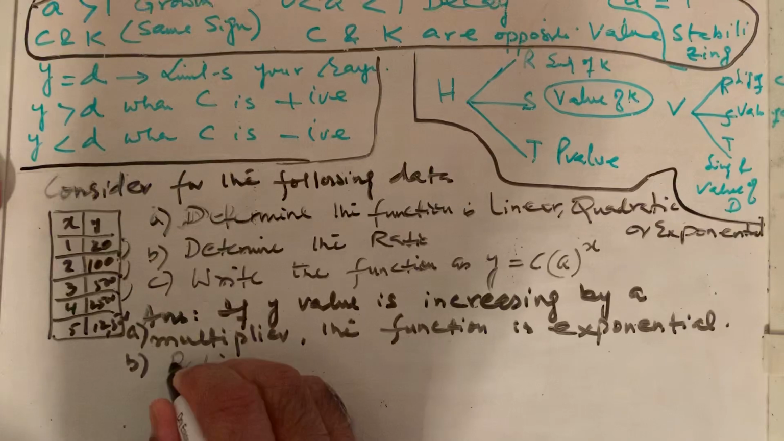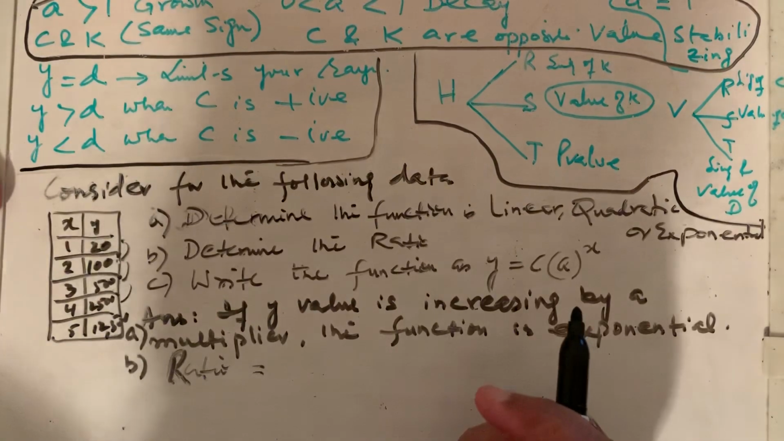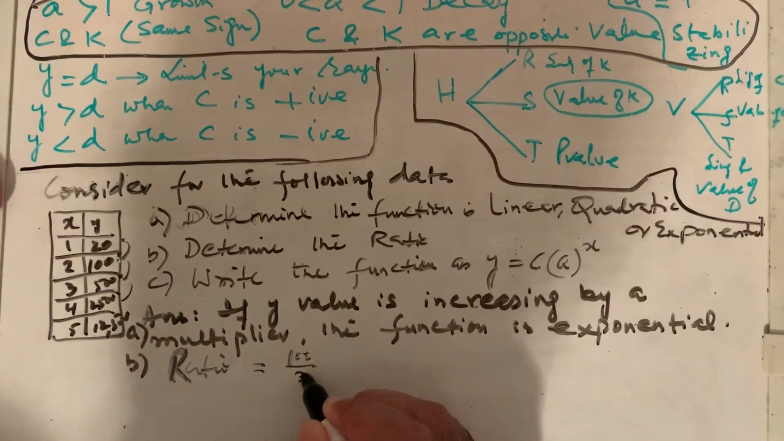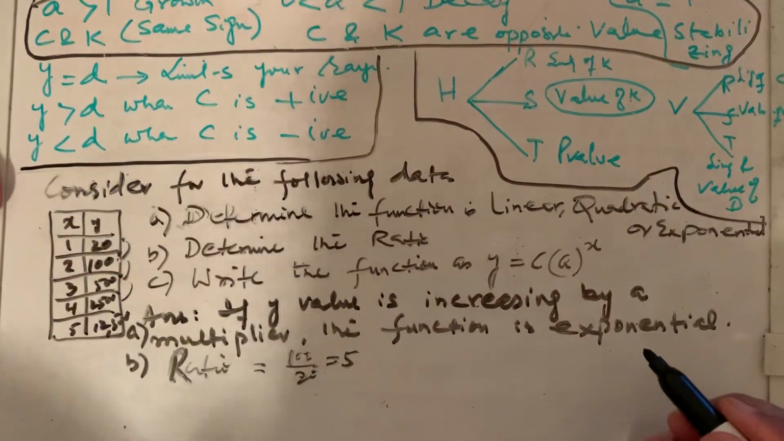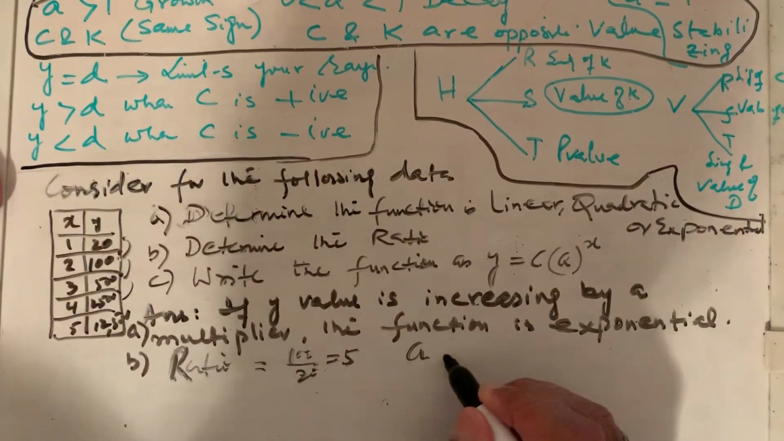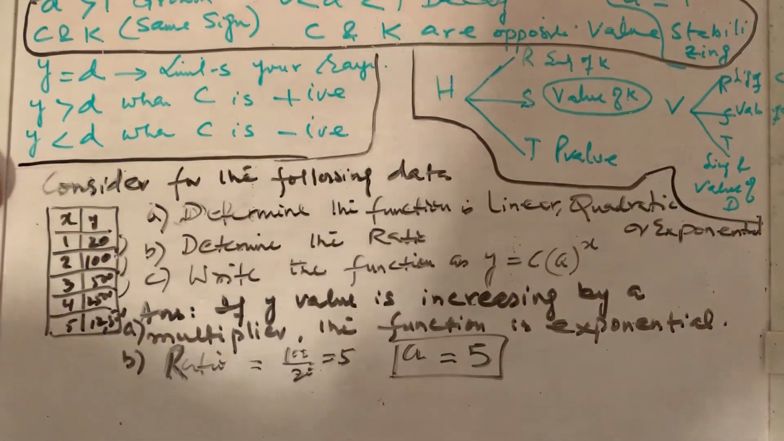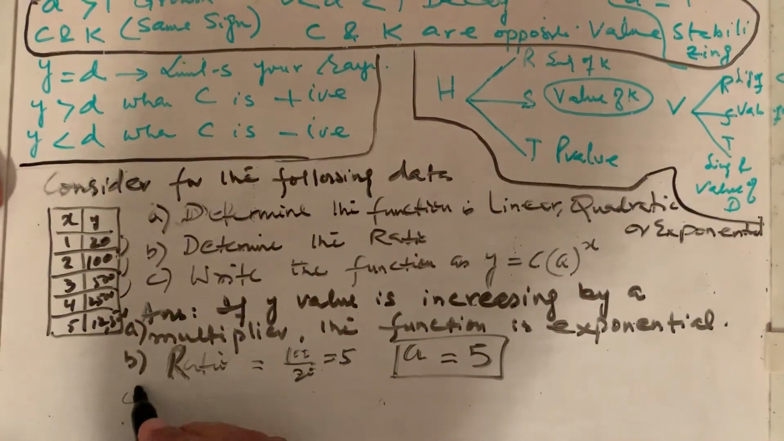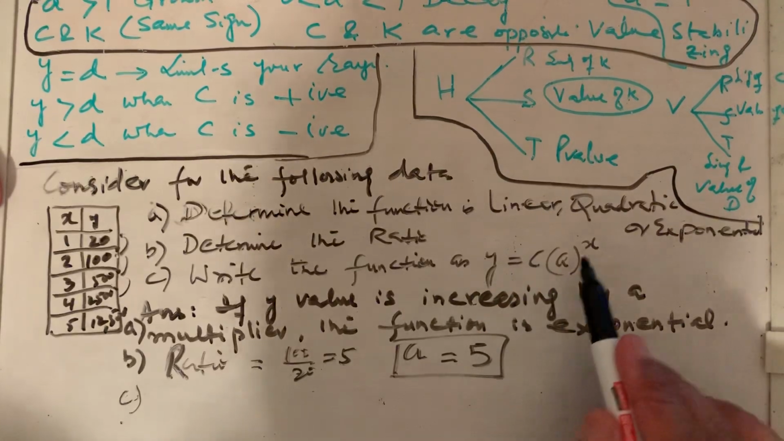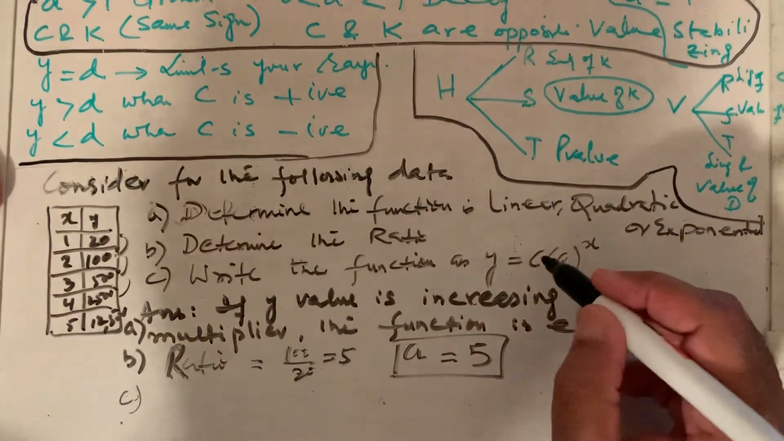So my ratio is second term divided by the first term, 100 divided by 20, which is equals to 5. So this ratio is 5, and this ratio is also indicated as A. So my A is 5. This ratio is A. Now my C part. C part is saying that write the function in terms of y is equals C times A to the power x. Now I know my A. A is 5, right? But I don't know C.